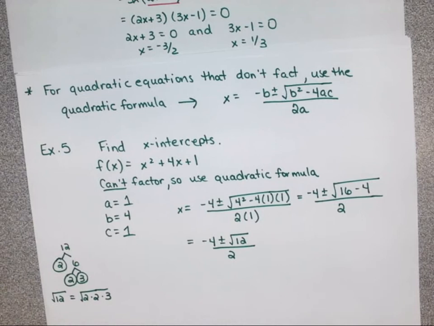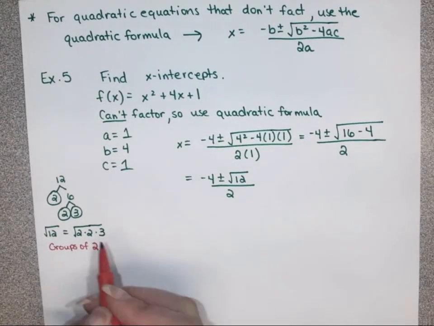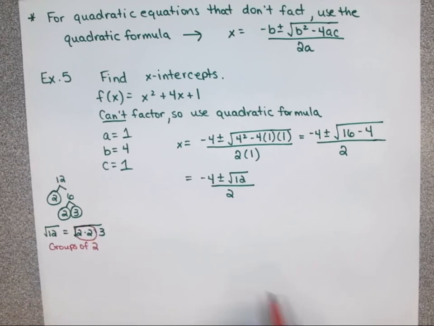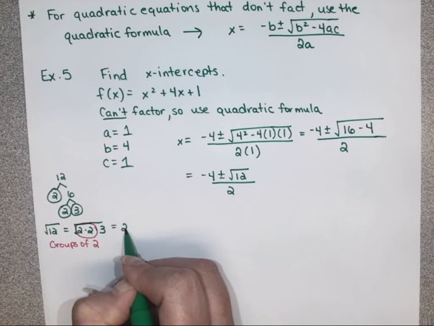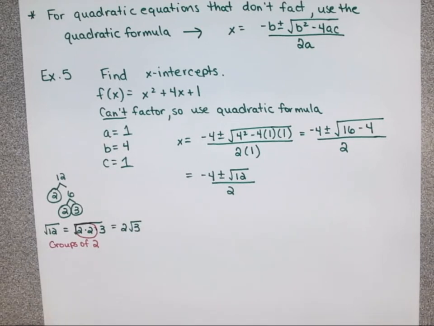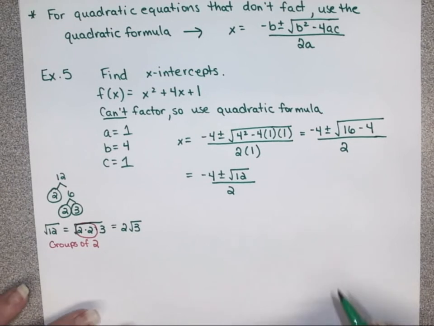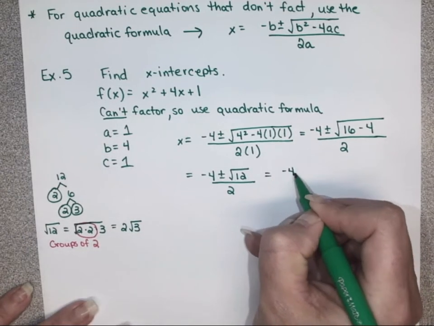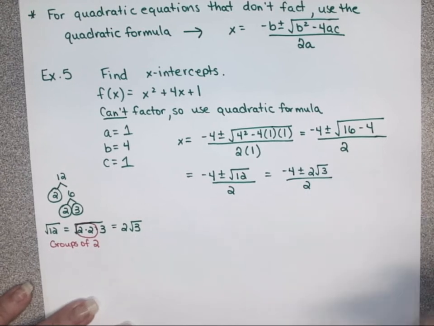And remember, this is something we reviewed first week also. We're looking for groups of 2. Don't we have some groups of 2, right? What are the groups of 2 that we have? We have some 2's. But what about the 3? It has no partner. So the 2's get to go out. The 3 has to stay in because he's by himself. So that's what we're going to bring up here. So this is actually negative 4 plus or minus 2 square root of 3 over 2.